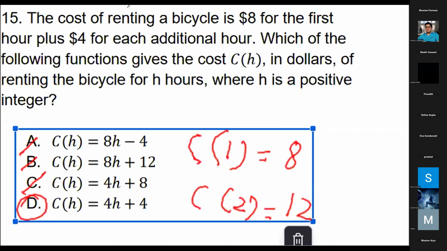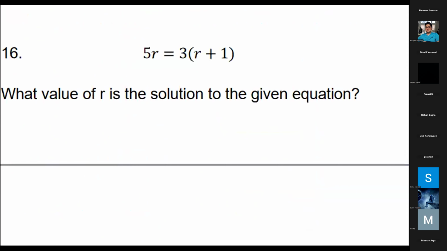Now, if it said something like the cost of renting a bike is a flat charge of $8 plus $4 for each additional hour, then it would be answer choice C. But this doesn't say you have to add $8 to however many hours you have. This basically says that in total it's $8 for the first hour. Okay, back to question 16.